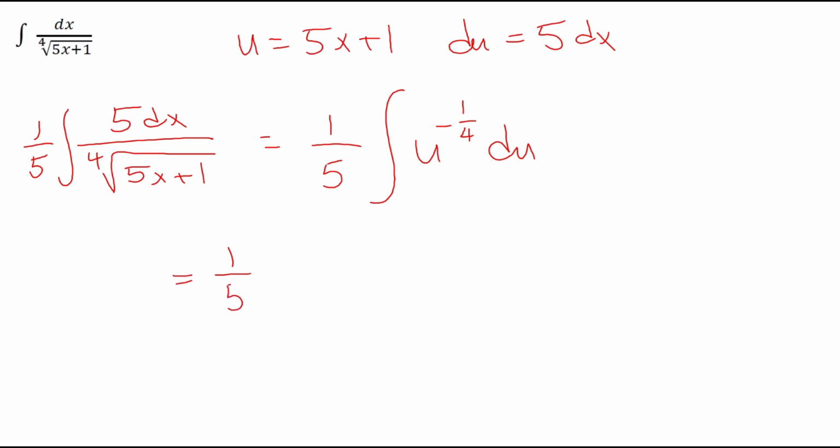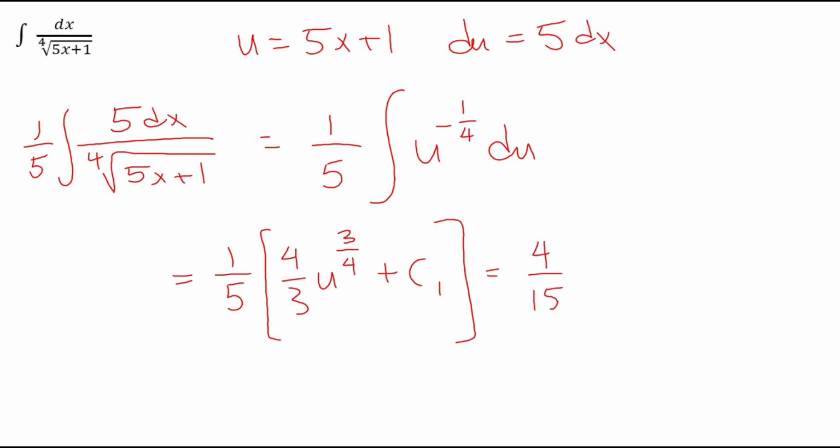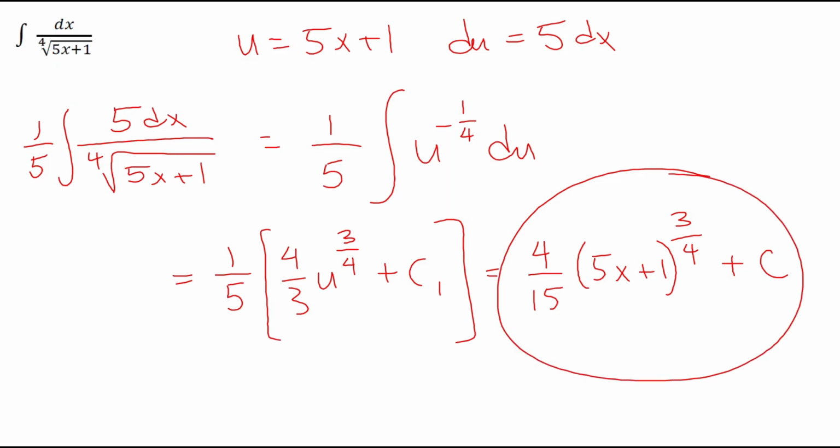It's 1/5 of, and then we'll integrate u to the negative 1/4. So we'll go up to u to the 3/4 and divide by 3/4, which is the same as multiplying by 4/3, plus some constant. And we'll rewrite this, 4/3 times 1/5 is just going to be 4/15. And then we've got u to the 3/4, so 5x plus 1 to the 3/4 plus some constant.